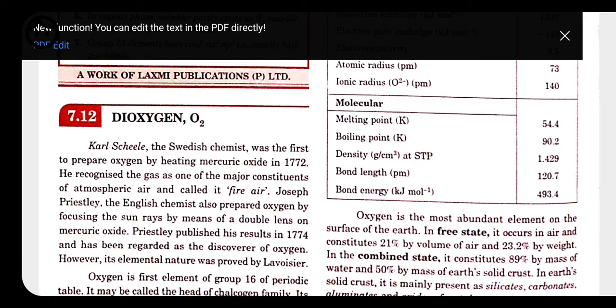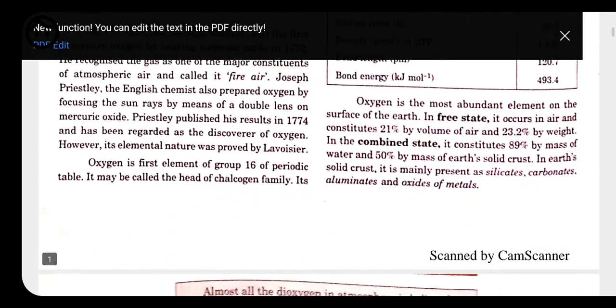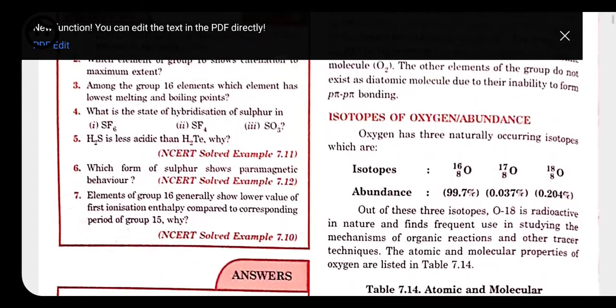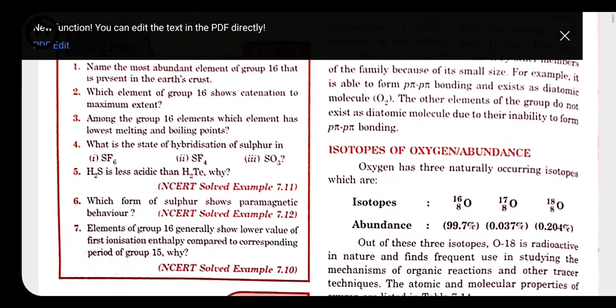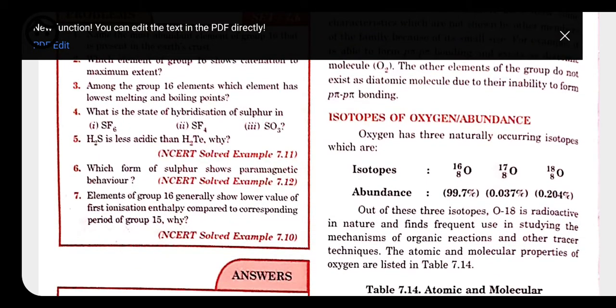Out of these, here we will have the preparation of dioxygen. So first, the general method of preparation of dioxygen. But before going to the preparation, here we have the isotopes of oxygen. Oxygen has 3 isotopes with atomic mass 16, 17 and 18. The oxygen with atomic mass 16 is found very abundantly, that is 99.7 percent, atomic mass 17 is found as 0.037 percent, and 18 is found in 0.204 percent.